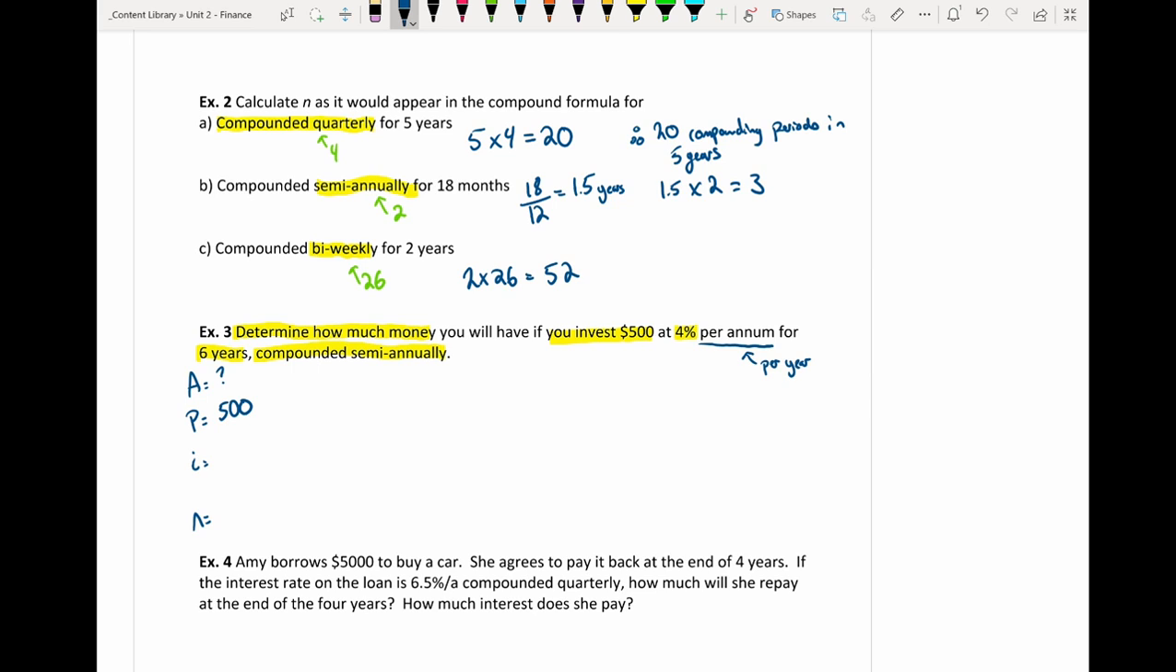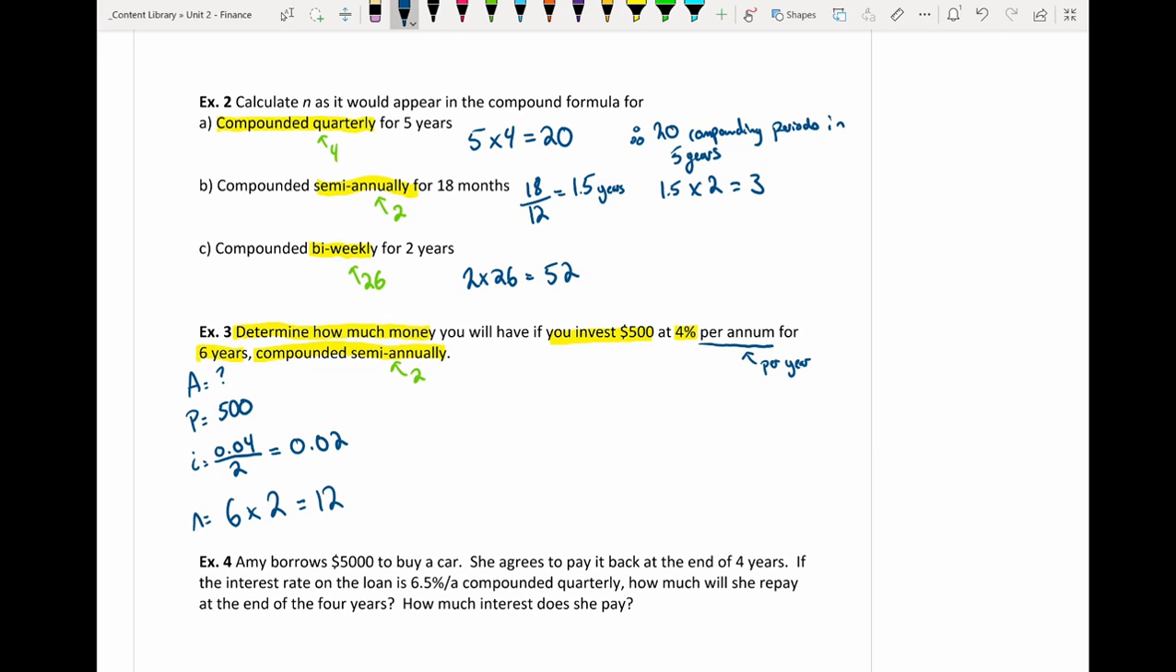This is where we have to do our 2 small calculations. We know it's 4%, so 0.04, but I need to divide that by the compounding period, which is 2. So 0.04 divided by 2 equals 0.02. That means my interest rate per compounding period is 0.02. Then finally, for my n value, it's 6 years multiplied by the compounding period, which is 2. So twice a year for 6 years equals 12.